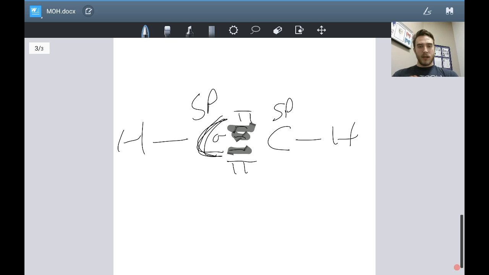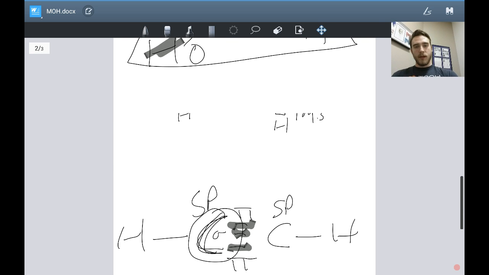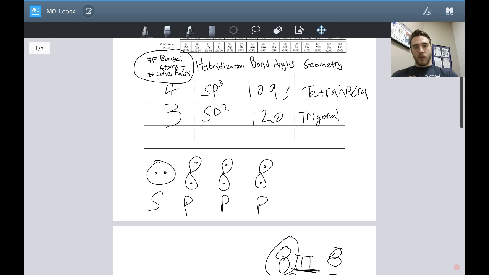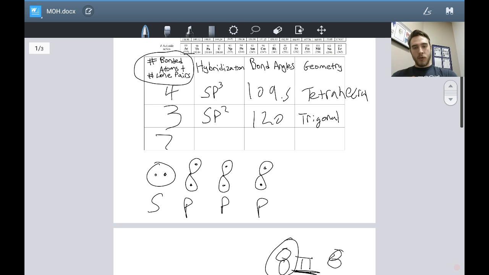And because there's only two atoms bonded to this central carbon, we could fill in our chart that when we have two atoms bonded, we have sp hybridization. There will be 180 degrees between each of them, and we just call this linear.